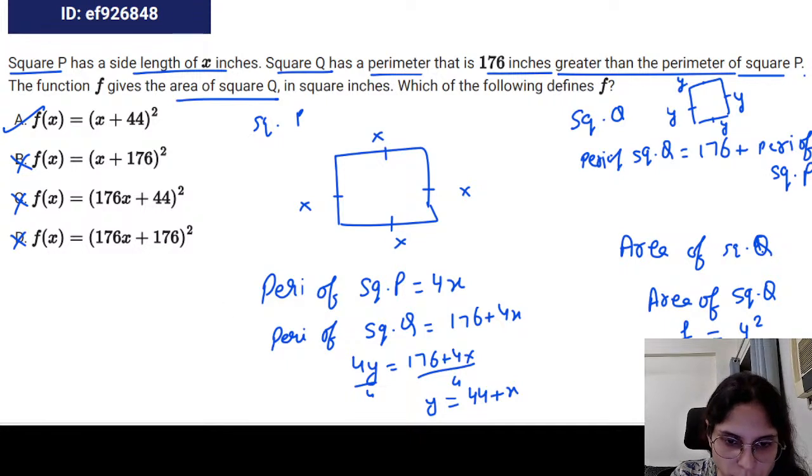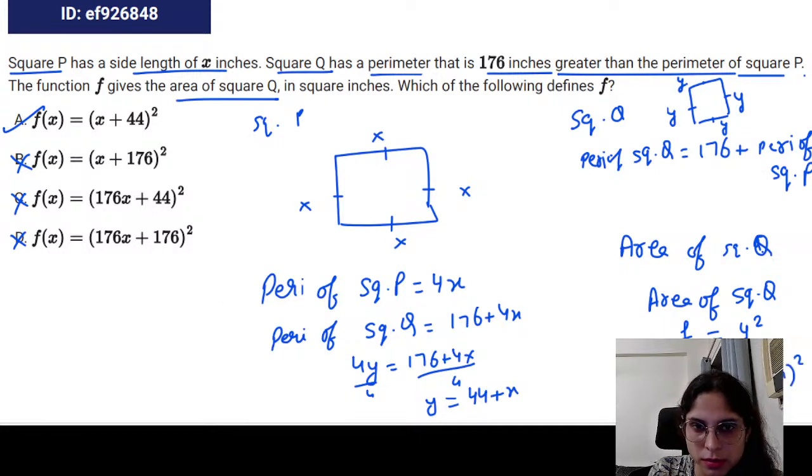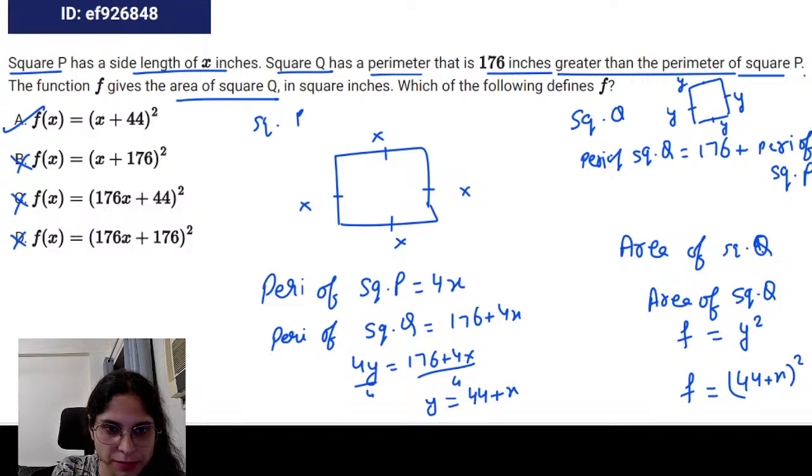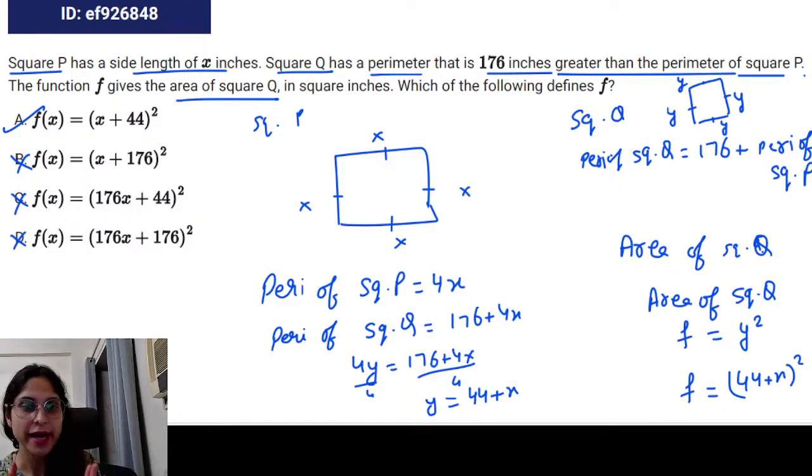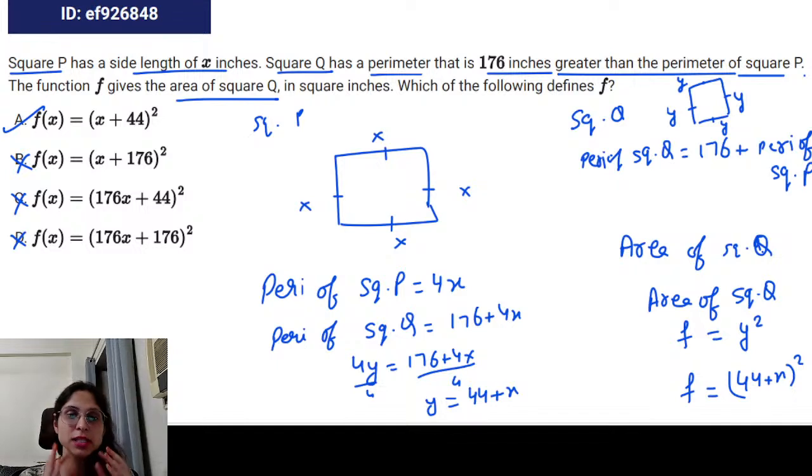Let me explain one more time. So P has a length of x inches. Its perimeter is going to be 4x and its area is going to be x squared. Square Q, they are talking about the perimeter. We do not know what its length is. So we say that in square Q, let's say the length is y.